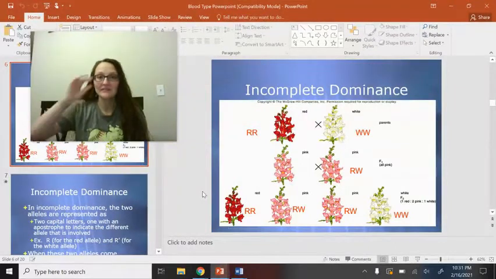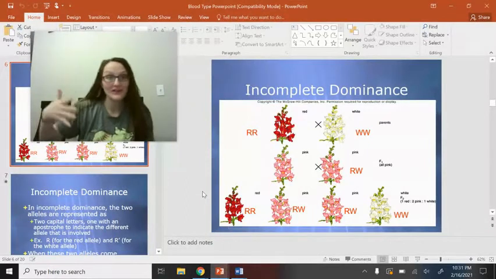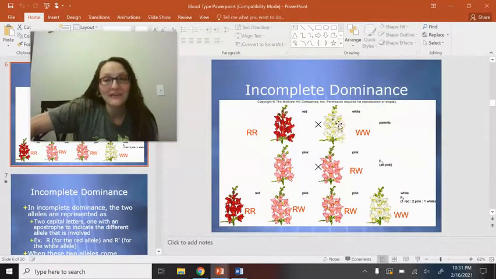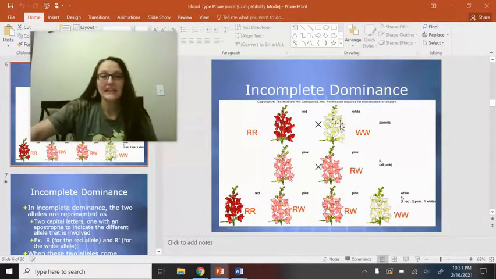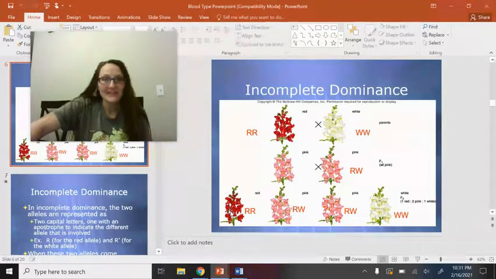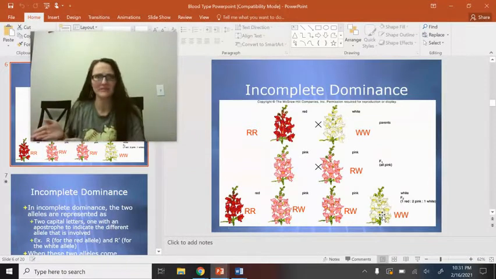Okay, so here are some flowers that operate with incomplete dominance. Let me walk you through what you're seeing. Here's what we call the P generation, or the parental generation. We have a red flower and a white flower, and they have mated, and they had all pink babies. Then we mated a pink flower with a pink flower, and it gave us 25% red, 50% pink offspring, and 25% white offspring. So how do two pink flowers make red, pink, and white babies?